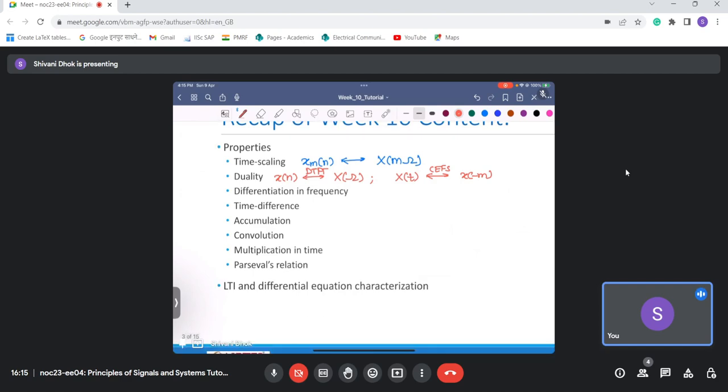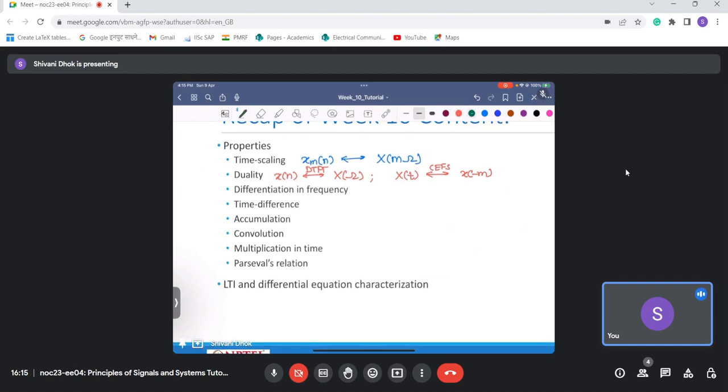The next thing is differentiation in frequency. It says that if I have a signal n times x[n], then this will have its DTFT as j times d by d omega of X(omega). Next is the time differentiation property. So if I consider x[n] minus x[n minus 1], then this will have a Fourier transform as X(omega) multiplied by 1 minus e power minus j omega.